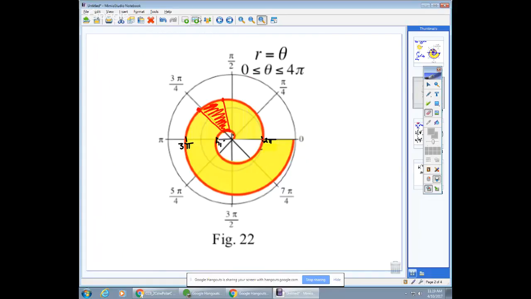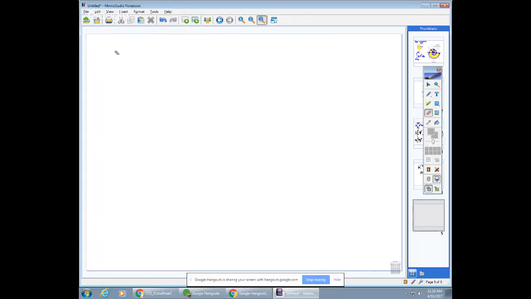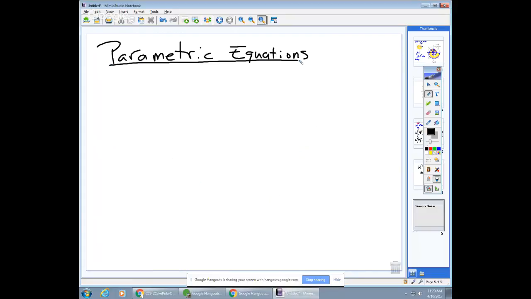So the new stuff we're going to be doing now is stuff you've done before, but with a new name. We're going to do what's called parametric equations. And sometimes this is covered in a high school algebra class. Sometimes it's covered in a trigonometry class. It just kind of depends.